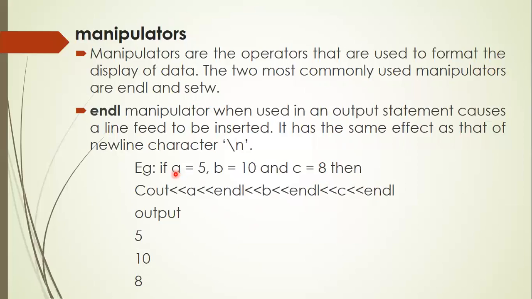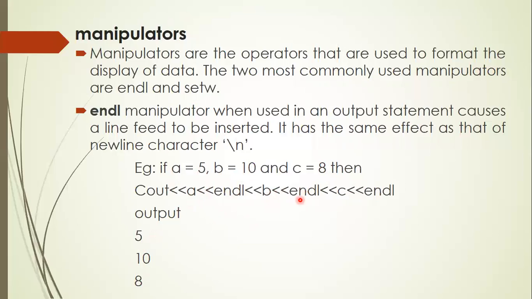Here, there are three variables, A equal to 5, B equal to 10, and C equal to 8. Then cout A, endl, B, endl, then C, etc. First, you are displaying the value of A. A is how much? 5. 5 is printed. Then you use the manipulator endl, meaning the cursor goes to the next line. Then you display the value of B. B value is 10, 10 is printed.